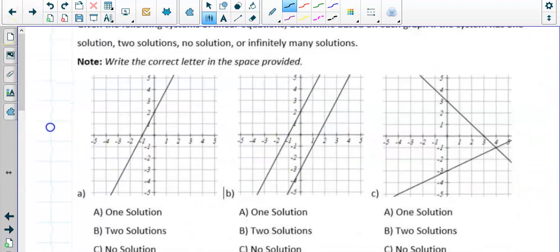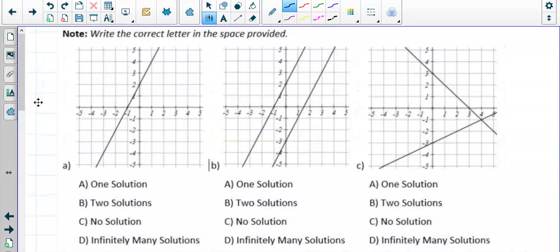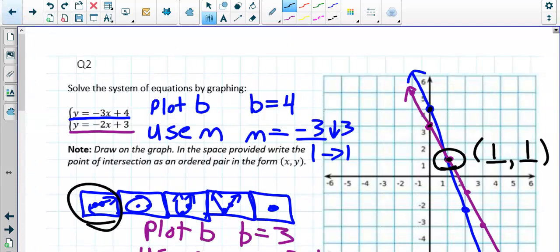All right, so down here, you're basically going to look at the picture and tell me how many solutions it has. So if we look at A, there's only one line. So what does that mean for the system? Not that one. You just saw one solution. This is a one solution. They actually intersected and they hit each other at one point.